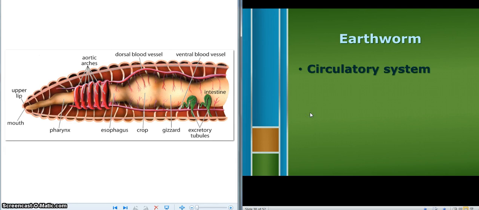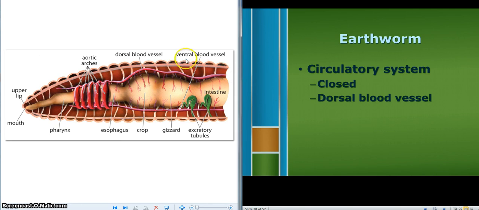As we look at the circulatory system of the earthworm, it has a dorsal blood vessel that runs along the top, hence the term dorsal, of the earthworm's body. This dorsal blood vessel is going to be carrying blood back to the aortic arches. Some people will call these the earthworm's hearts. They are going to be pumping blood up to the front of the earthworm. So it has these 5 different hearts or aortic arches.